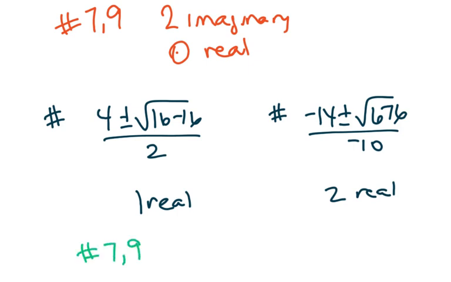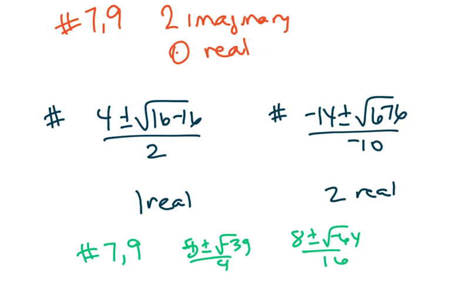So 7 and 9, we had negative 5 plus or minus the square root of negative 39 over 4. And number 9, we had 8 plus or minus the square root of negative 64 over 16. So what did they have in common? It's pretty easy to see that these both had in common that you're taking the square root of a negative number.